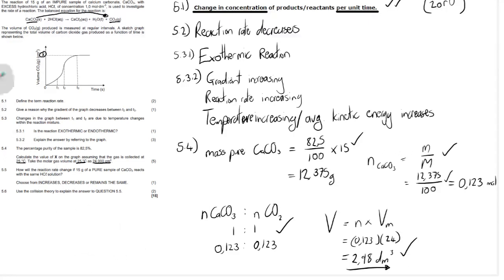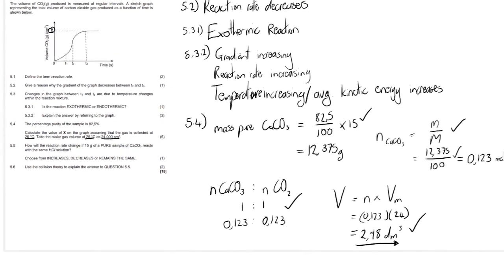Let's go over to 5.5. How will the reaction rate change if 15 grams of pure sample calcium carbonate reacts with the same hydrochloric acid solution? So 5.5. If it's pure calcium carbonate, there are not as many impurities. It's got a much greater chance to react with it, and so I'd say it increases. And I'm expecting they're asking us to explain it, of course.